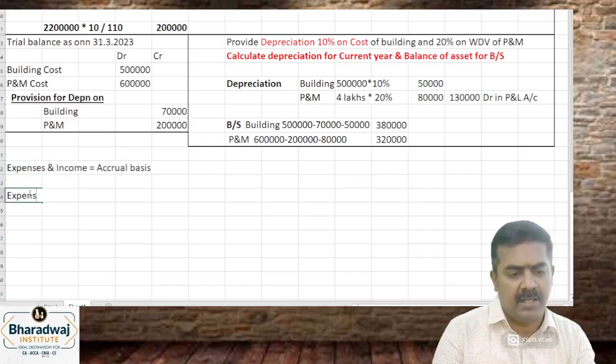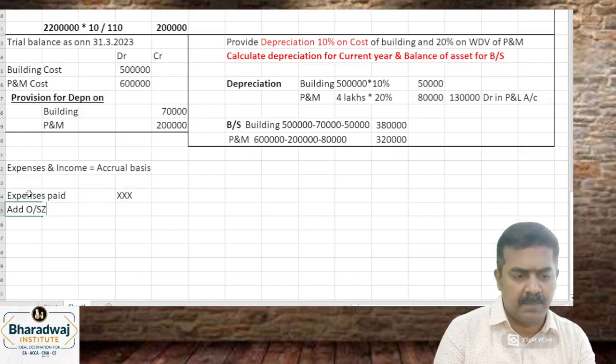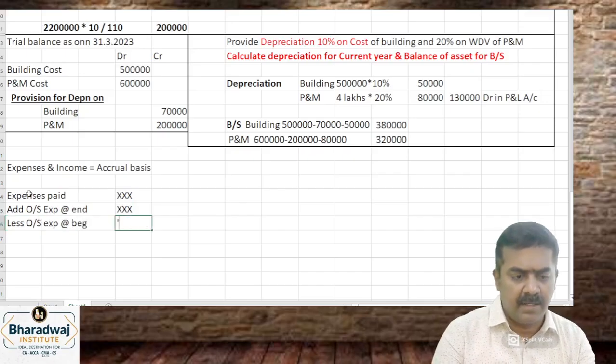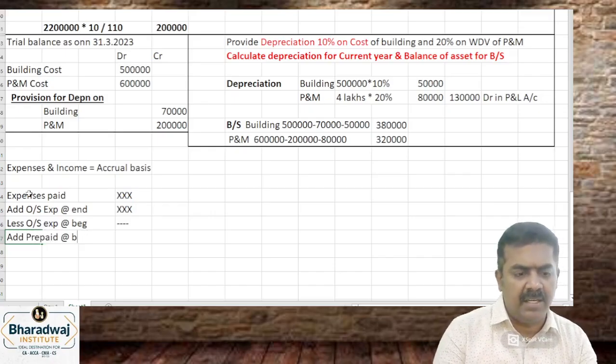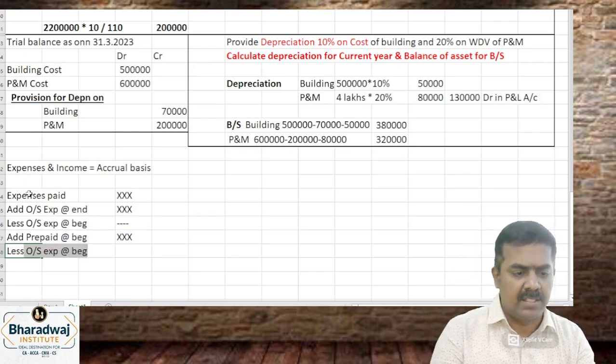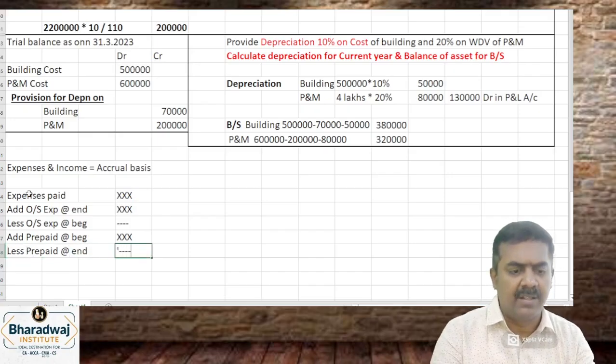No need to copy. Listen, expenses paid for the year, you add outstanding expenses at the end of the year. Why? Because it belongs to which year? Current year. Less outstanding at the beginning of the year. Why? Because it belongs to which year? Next year, you eliminate it. Then add prepaid at the beginning of the year. Why? Because it was paid last year for which year? Current year. Less prepaid at the end of the year. Why? Because it is paid for which year? It is paid for next year.